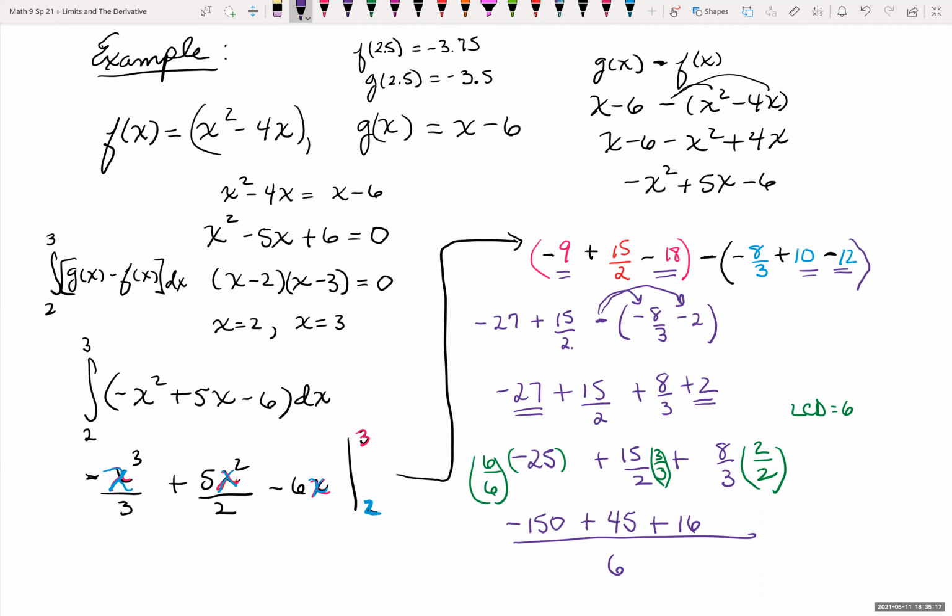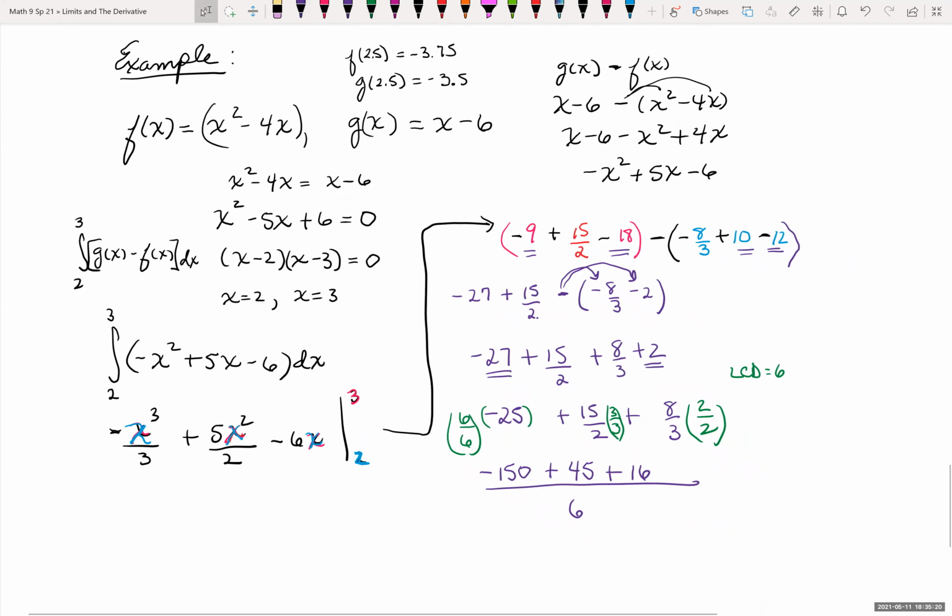So my problem is that our area is negative and we should be getting a positive area. So maybe I was wrong when I was looking at what was in between each other. Let me just finish and then go back and look at my work. So negative 150 plus 45, that's negative 105. Negative 105 plus 16 is negative 89/6. Talking about area, this should be positive, and we looked at finding the function above minus the one below. So I'm going to pause the video and see if I can find where my error is.